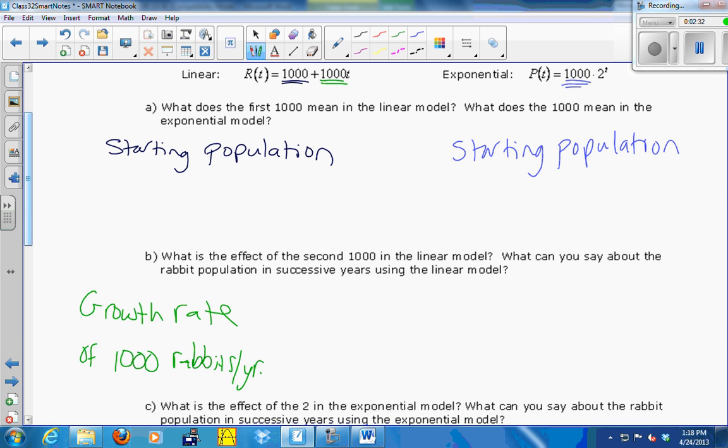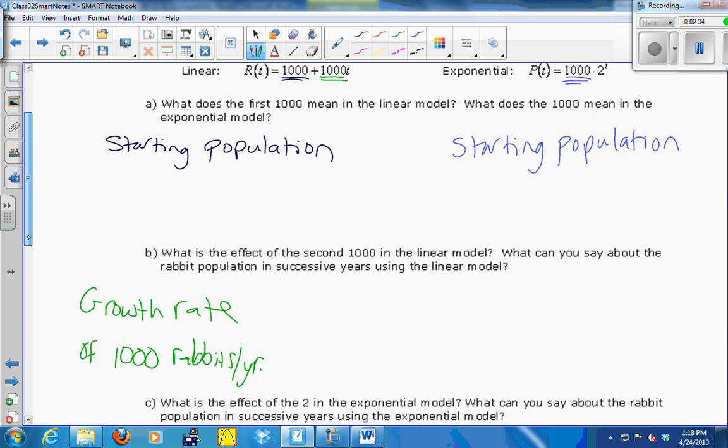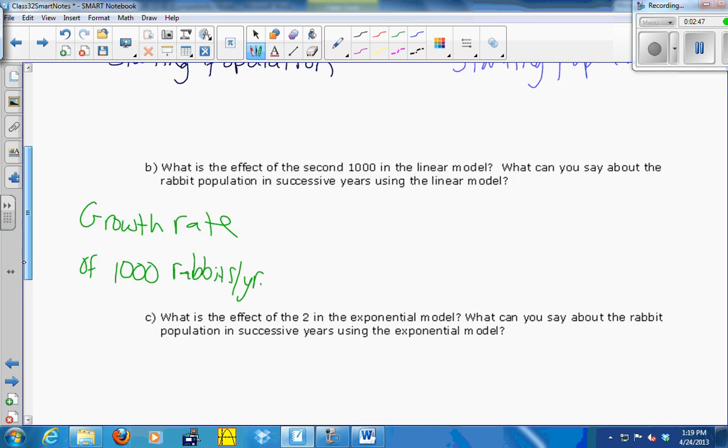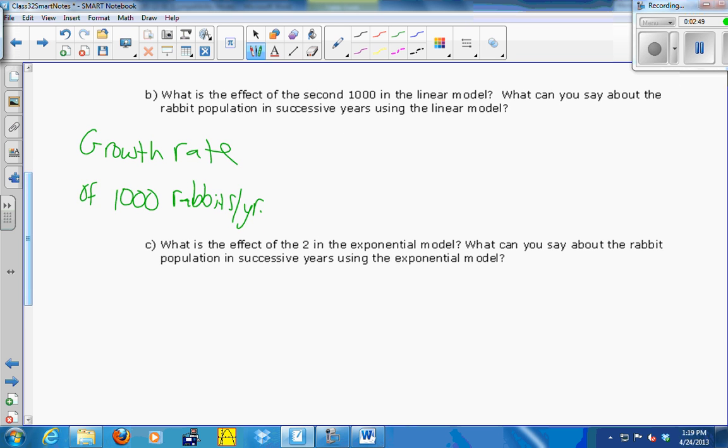And then what's the effect of the 2 in the exponential model? What does this 2 represent? It's doubling every year. Yeah, so doubling means times 2, right? So the 2 in the exponential model represents a growth factor.